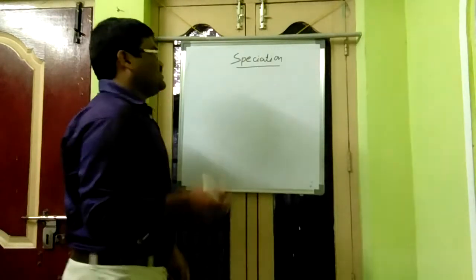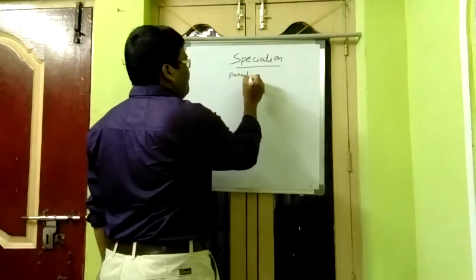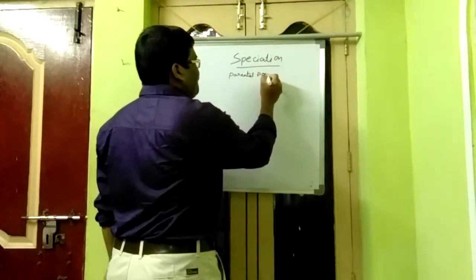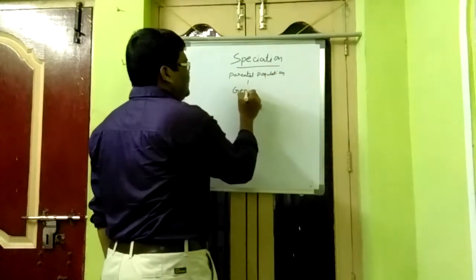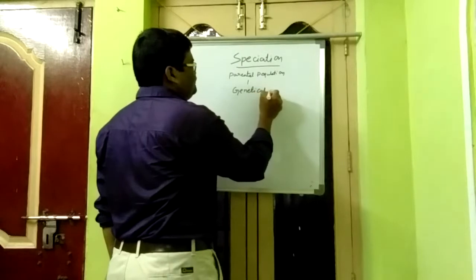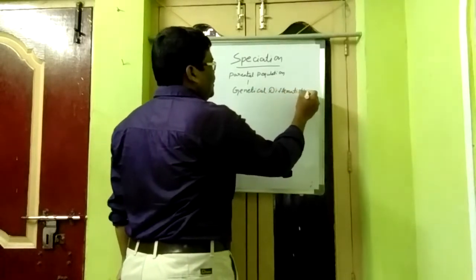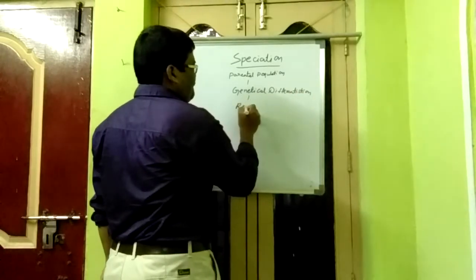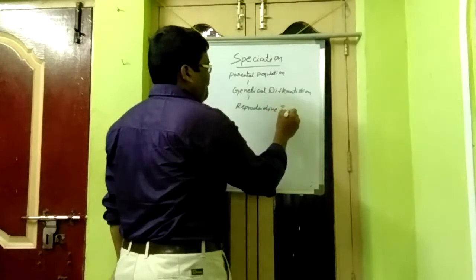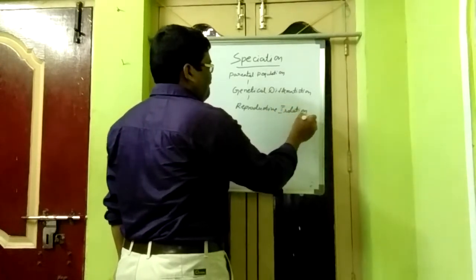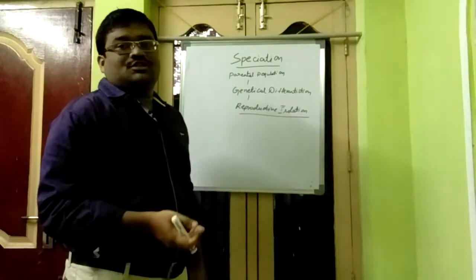That means there are three important steps. One, a parental population, subjected to a different environment that leads to genetic differentiation, that leads to reproductive isolation. This is speciation. Based on the kind of speciation, there are different types.